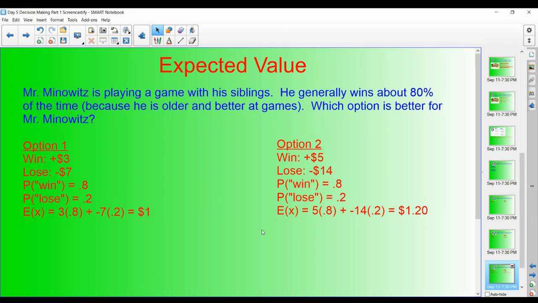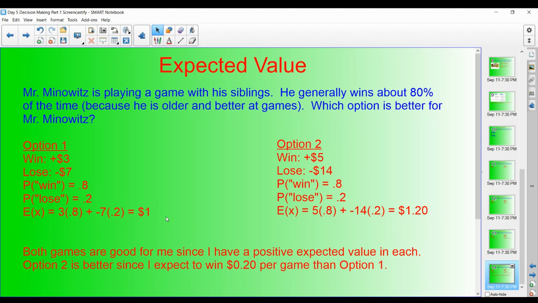And option 2 here shows me that I expect to win $1.20 per game. And option 1, I expect to win $1 per game. So both games are good for me because I have a positive expected value. So I'm expected to win in both games. But the decision I can make here is option 2 makes me more money. So that would be the option I pick. And that's one of the uses of expected value in decision making.